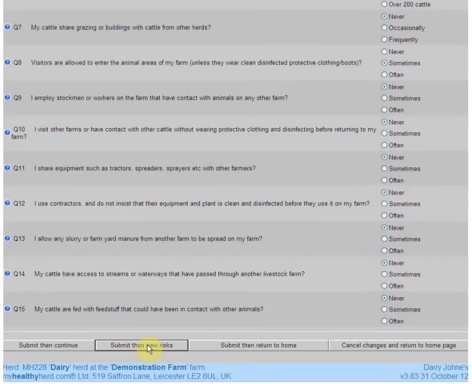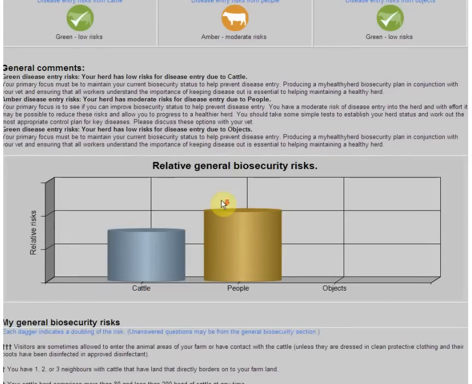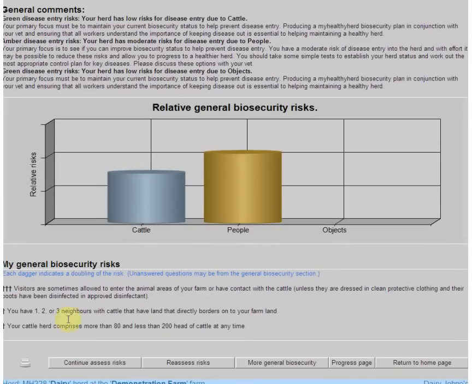This is now converting all those questions into a numerical score, which allows us to categorize the risks. And we can see here that the general risk of disease entry from cattle is low, from people is moderate, and from objects is low as well. This is graphically illustrated here, and each of those risks is scored. The major risk that we've got left on this herd, it's a tidy farm, is really relating to visitors entering animal areas without wearing clean protective clothing. And that would be a relatively simple risk to manage.